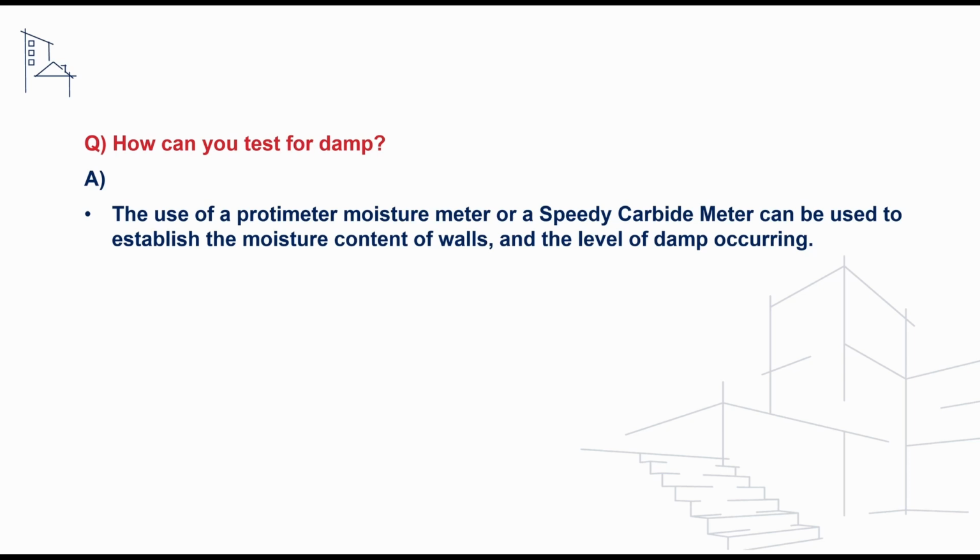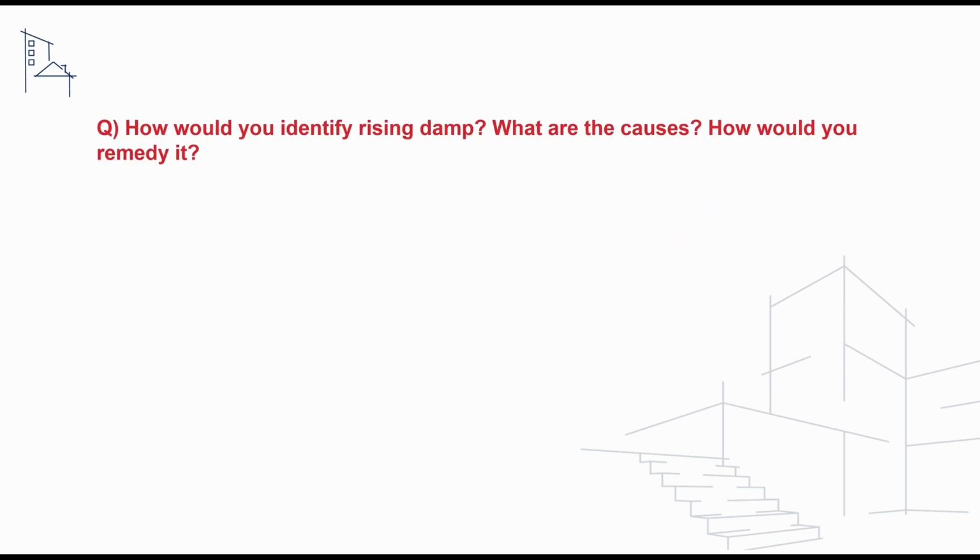And to address this, we could say that we would use a protimeter, moisture reader, or speedy carbide meter, and this can be used to establish the moisture content of walls and the level of damp that's prevalent within the property. We may also be asked a question on how to identify rising damp, what are the causes, and how would we look to remedy rising damp.